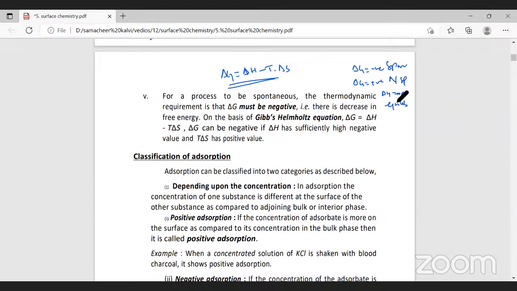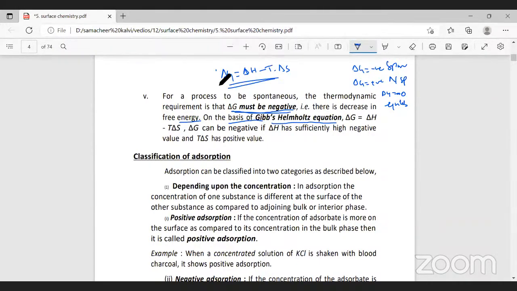For a process to be spontaneous, the thermodynamic requirement is that delta G must be negative. That is, there is a decrease in free energy, only on the basis of the Gibbs-Helmholtz equation. So, as I clearly told you, delta G is equal to delta H minus T into delta S.